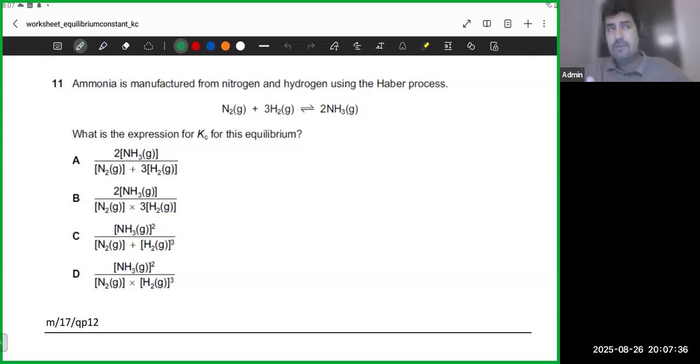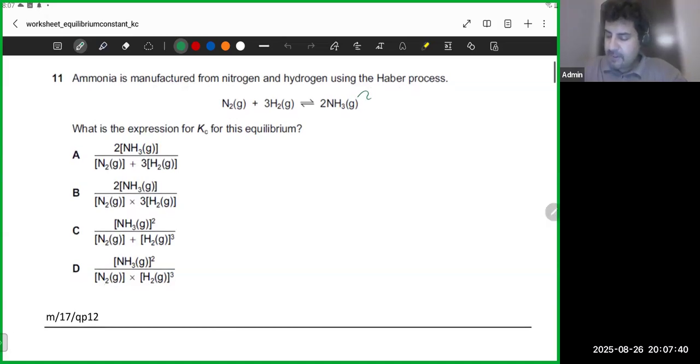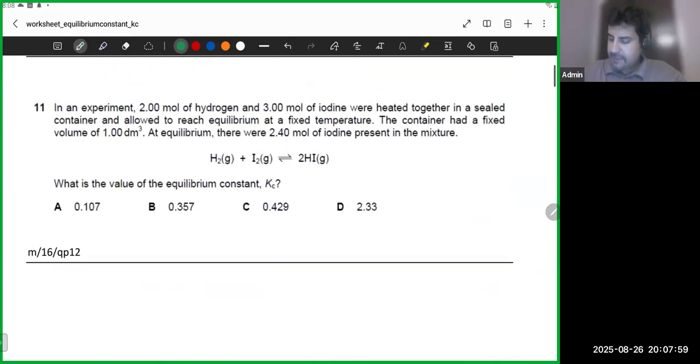We just did one type. We did two types of questions. One is that they're going to ask you about the expression. So it's product concentration, the exponent becomes the power, divided by the reactant concentration. So it's going to be NH3 squared, and N2 and H2, and that's going to be cubed. There has to be a multiplication. So that's one. Okay, that question came.